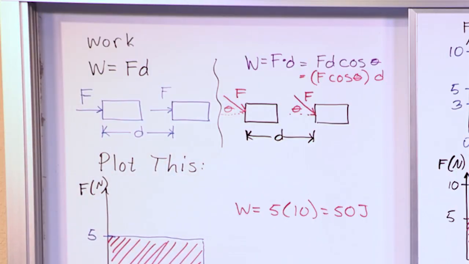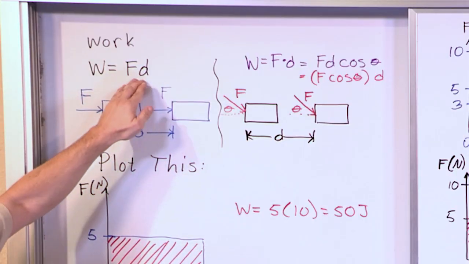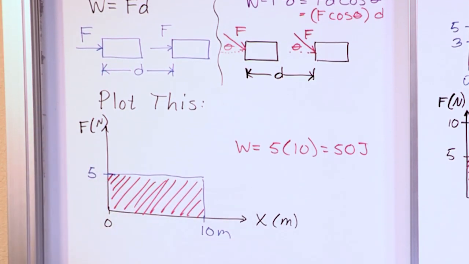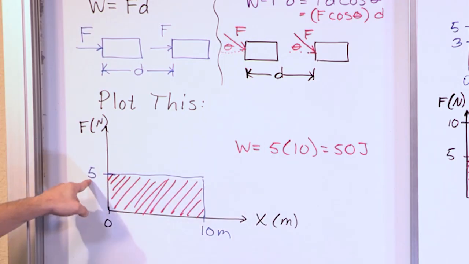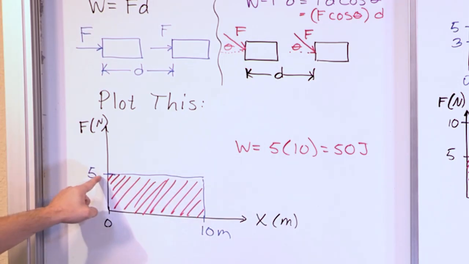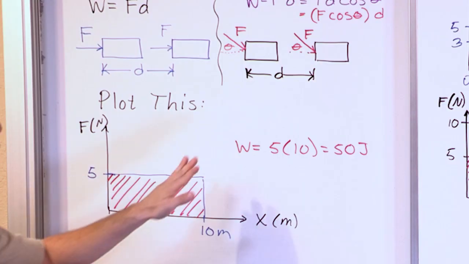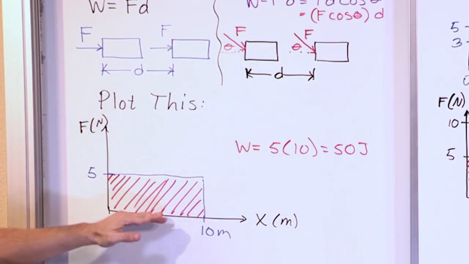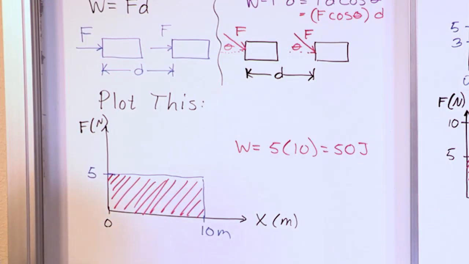So we started off by talking about work. We said work is force times distance. And we talked about plotting work, or plotting the force over distance here. If the box moves 10 meters and I apply a constant 5 newtons of force, this is what the curve looks like. The work, being force times distance, is the area of that curve down to the x-axis. So it's a rectangle in this case.